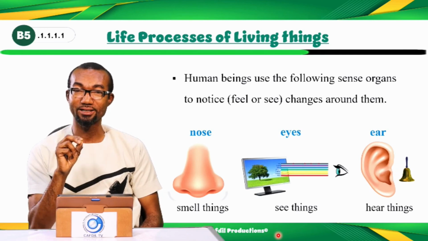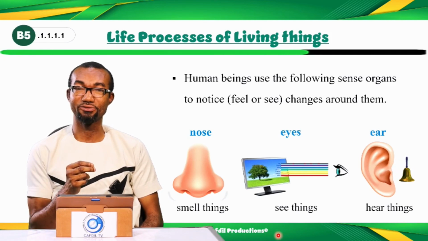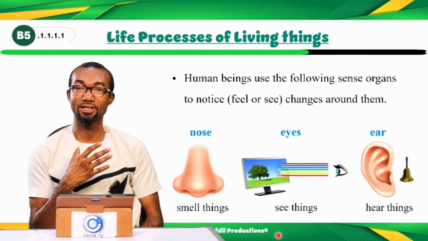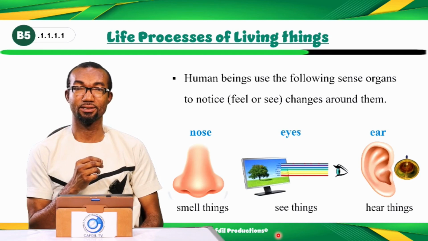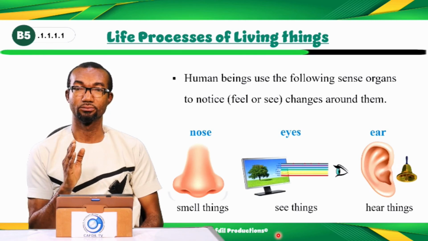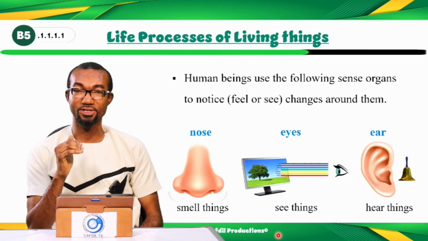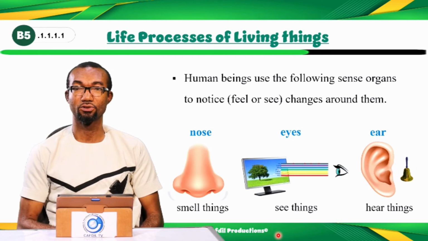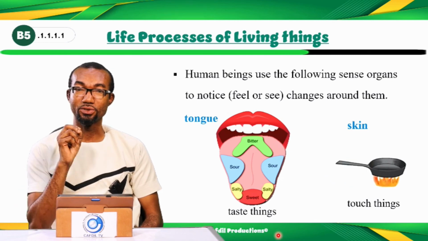We use the eyes to see things around us. Without your eyes, it will be very difficult to see what is happening around you. We use the ear to hear things. So without the ear too, you cannot hear anything. So we use the nose to smell things, eyes to see things, and ear to hear things. We also use the tongue to taste things.